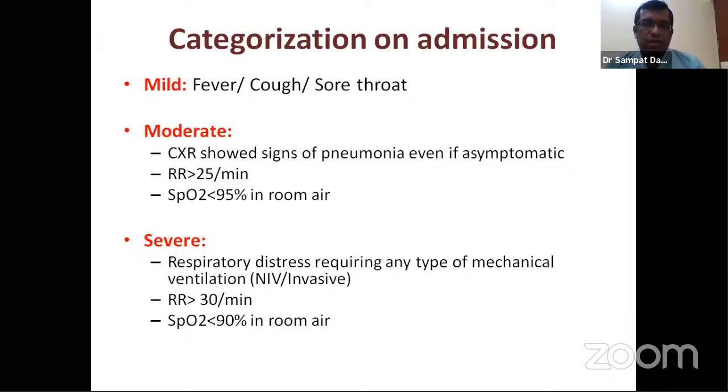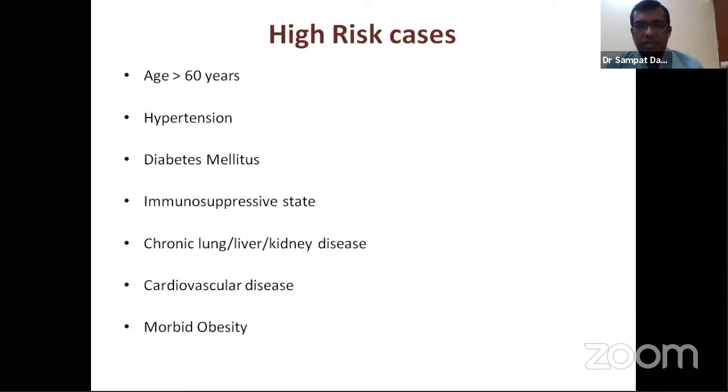Talking a bit about the high-risk cases, that is where the history comes into play. You must be aware that these are the patients who may land up in a difficult scenario. That is, patients with age more than 60 years, patients who are hypertensive, diabetic, immunosuppressed, that is, taking any type of medication which can cause the immunity to go down, patients having chronic diseases like liver, lung, kidney, patients having cardiovascular disease, and patients with morbid obesity. So these are all the high-risk cases, and you must be very, very careful when you find these things in patients.